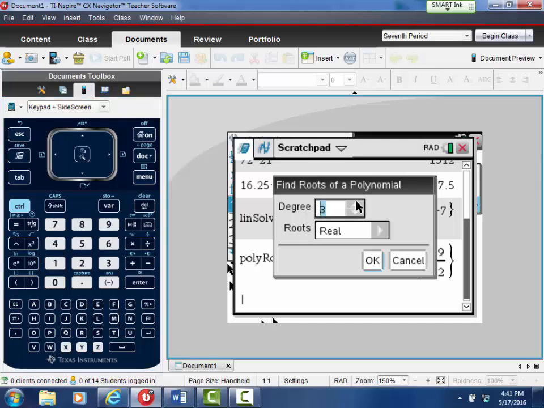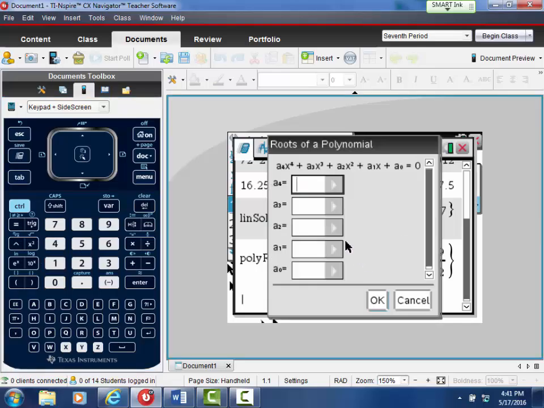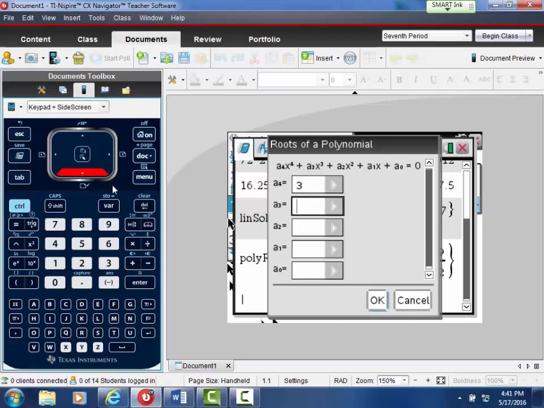This time my degree is 4. Still want real roots. Okay. And so now I put in my coefficients. My first coefficient was 3, that was what was in front of y to the 4th. And then my second coefficient was positive 2, so I put in a 2 there. And then my last one was negative 1, because I had that minus y squared.